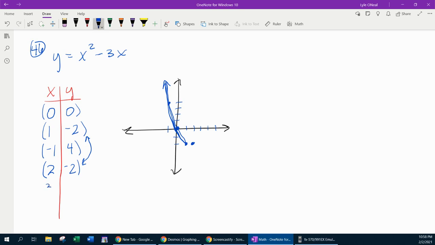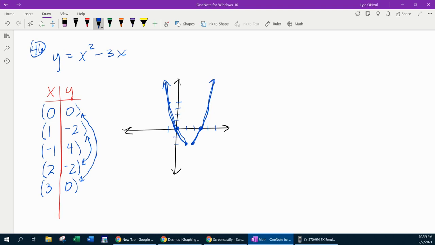I'll do one more value to prove it. Let's do one more over, positive 3. 3 squared minus 3 times 3. 3 squared is 9. 3 times 3 is 9. 9 minus 9 is 0. And again, I've got y's that repeat. And if you want to know the fancy math word for that, that's called symmetry. I'm seeing some symmetry going on here. And so here I can see this part of the U.